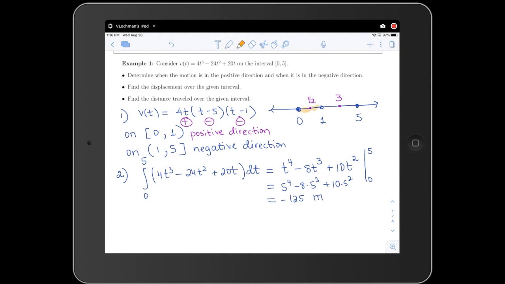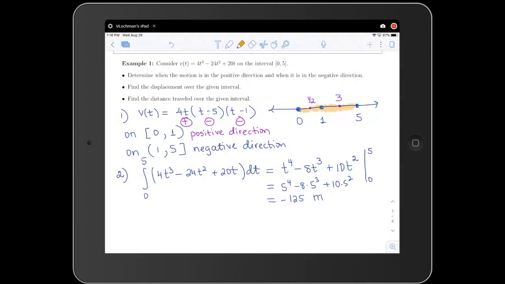We go from 0 to 5. Okay, displacement, it is the total distance, right? So what happens from the reference point, that means what? We displaced 125 meters in the negative direction, whatever that direction means.